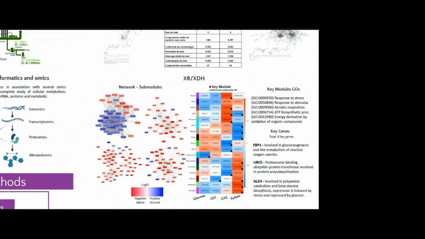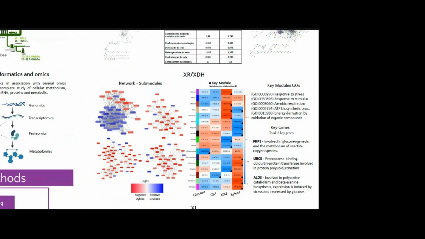FBP1 involved in gluconeogenesis and the metabolism of reactive oxygen species. We have the UBC5 involved in protein polyubiquitination, and the ALD3, whose expression is induced by stress and repressed by glucose.